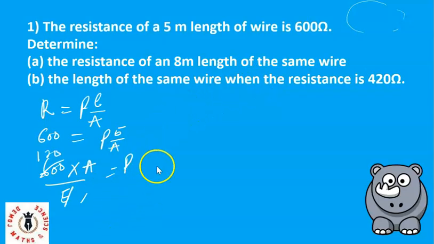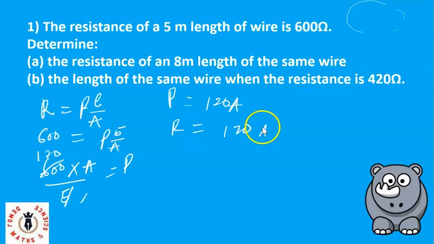So that rho from here, which is the resistivity of this material, will be given as 120 A. Now, question A says we should look for the resistance of that material when it is 8 meters. That means R now will be equals to rho, which is 120 times area times L. The length now is 8 meters over area again.